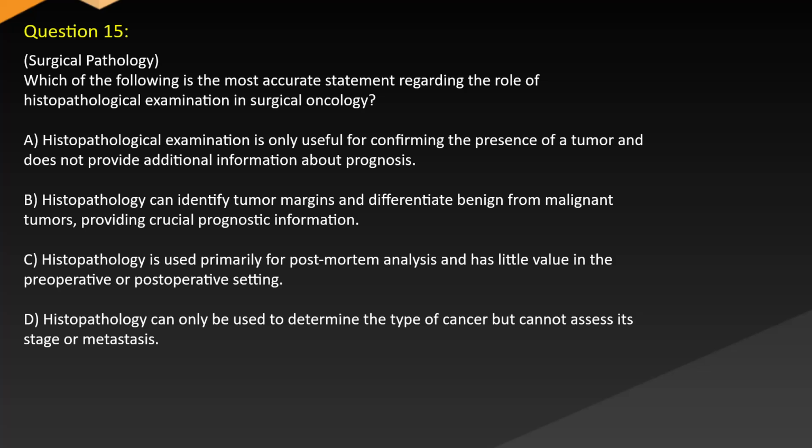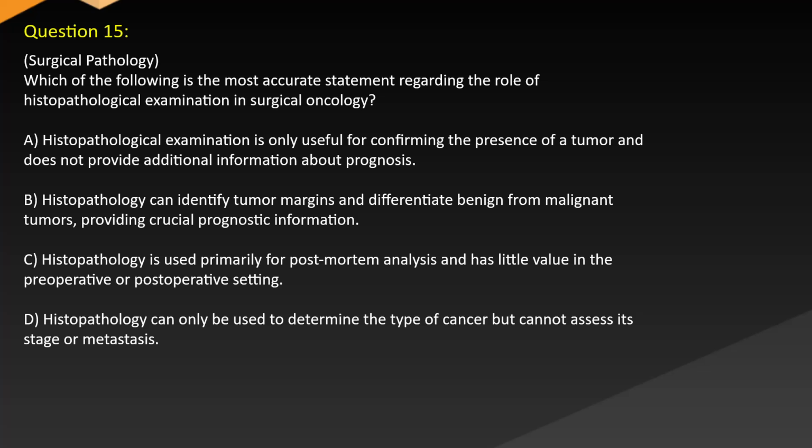Which of the following is the most accurate statement regarding the role of histopathological examination in surgical oncology? A. Histopathological examination is only useful for confirming the presence of a tumor and does not provide additional information about prognosis. B. Histopathology can identify tumor margins and differentiate benign from malignant tumors, providing crucial prognostic information.